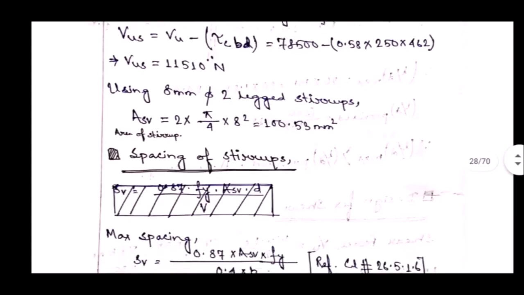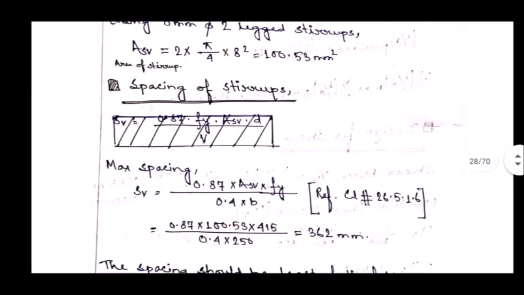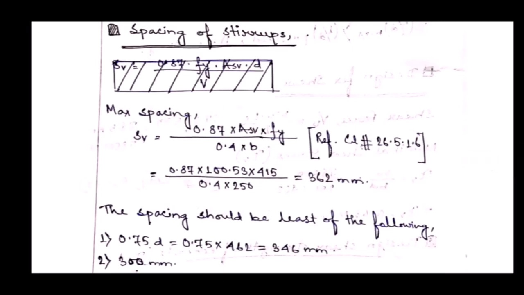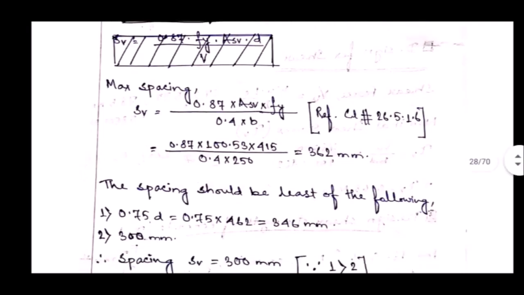So now, spacing of stirrup. The maximum spacing of stirrup, the formula you may find from clause number 26.5.1.6. Open your IS code book and open this clause, you find this formula. Sv is equal to 0.87 into Asv into Fy by 0.4 into b. If we put every value here, the spacing is 362.